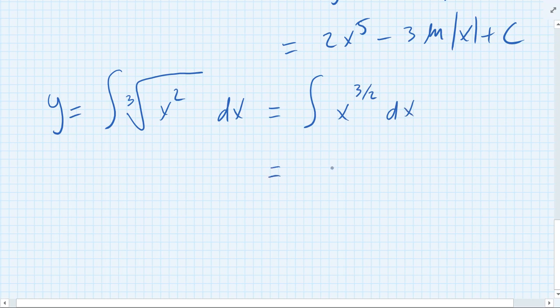What's the new power? Add 1 to it. 5/2. Divide by 5/2 is the same as multiplying by 2/5, right? I'm done.